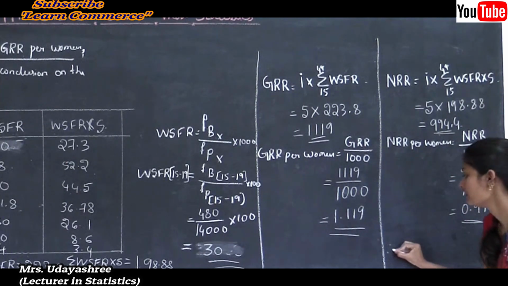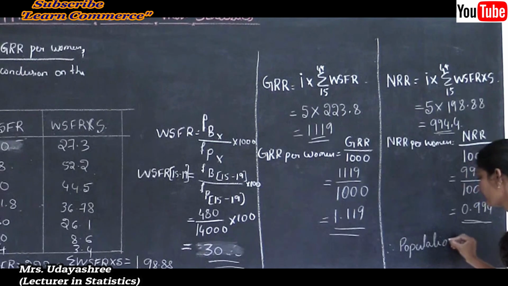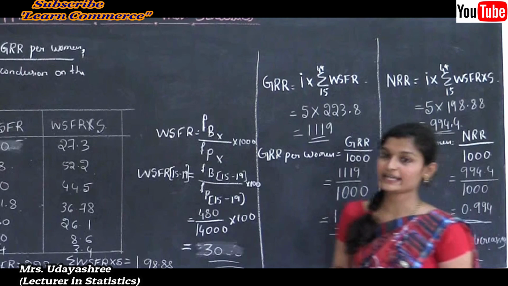Therefore, the conclusion is: population decreasing. This is the solution for NRR and GRR.